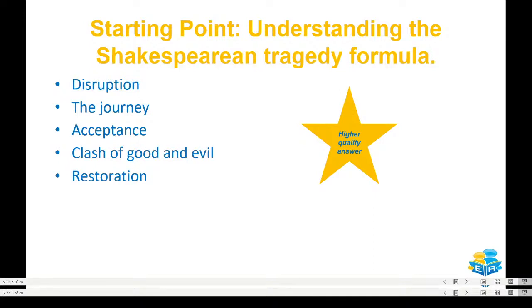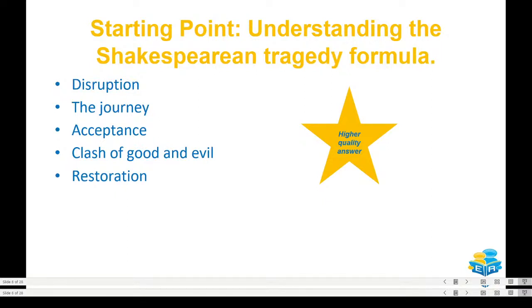Characters are left behind, and then the tragedy formula rounds itself off by this restoration. Okay, this chance at a rebirth. This, okay, let's start again. We've gone through this suffering. Let's learn from it and hopefully start afresh, start again.